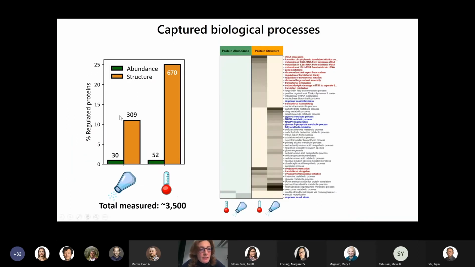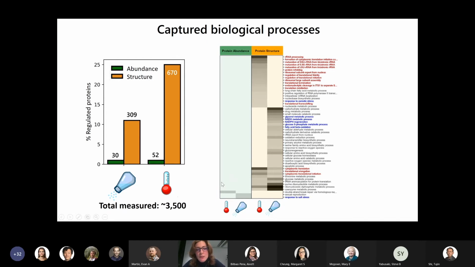So what you see here in this histogram is the number of proteins that change in abundance in green and in terms of structure in orange. So first, not many proteins change their abundance, and that's expected because the time scale is very short, only 10 minutes. But many more proteins change their structure. Then we performed the GO enrichment analysis, and here the results are shown as a gray rectangle, and the color scale indicates the Q value, so the enrichment of a given GO term you see on the right side.